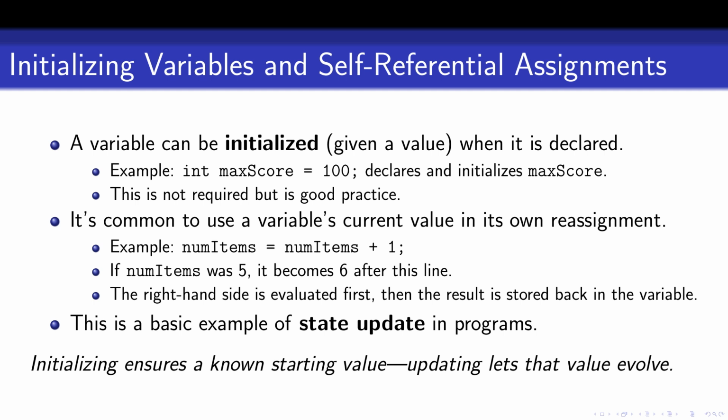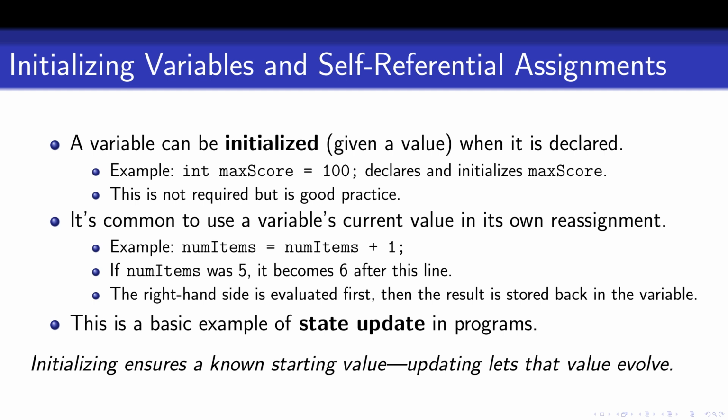Although it's optional, it's a good habit to initialize variables with a starting value at the time of declaration. For example, int maxScore = 100 creates a variable named maxScore and immediately assigns it the value 100. This helps avoid bugs where a variable is used before it's been assigned.